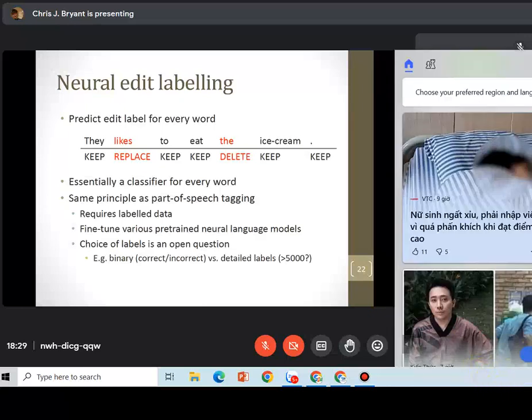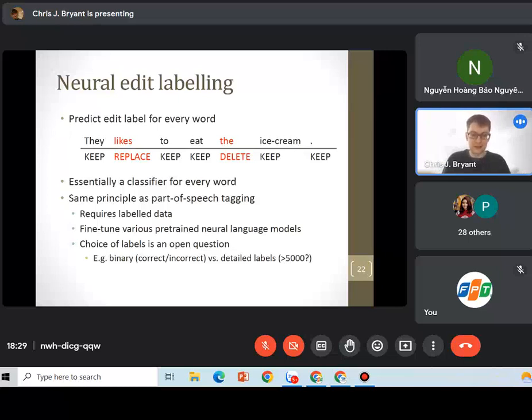It's like part of speech tagging, where instead of predicting this is a verb, this is a determiner, this is a noun, you just predict what we need to do to this word to make it grammatical. Like machine translation, it does also require labeled data, but in this case, you don't necessarily need the corrected form. You just need the label that tells you how to change it. And typically people start with a large neural language model, and then you can fine tune it to just learn the labels.